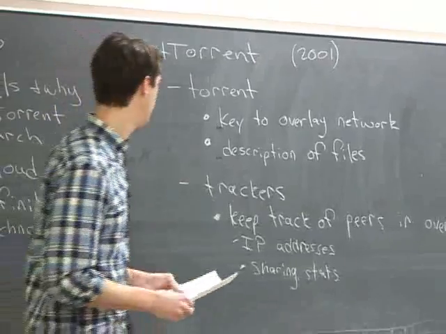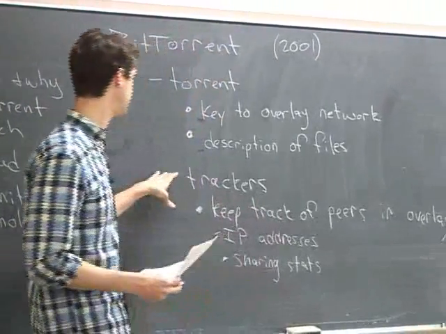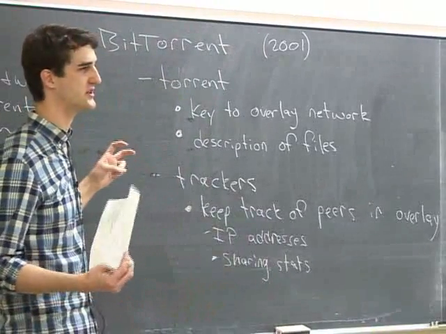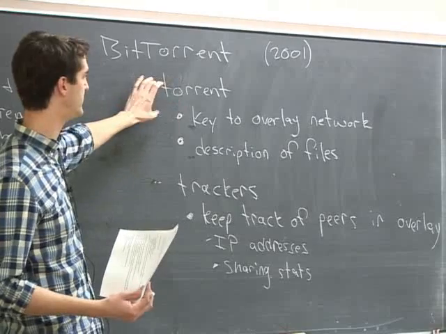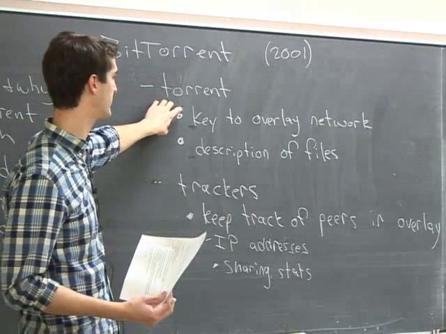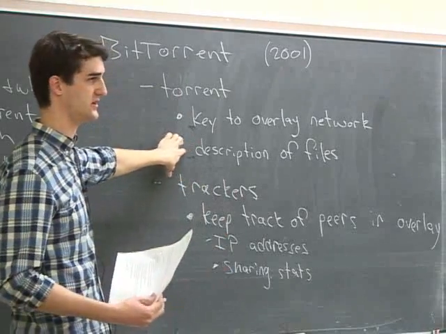So now we have the basics. A tracker is a centralized node that keeps track of different torrents. Each torrent is an overlay network where the peers are sharing these files.